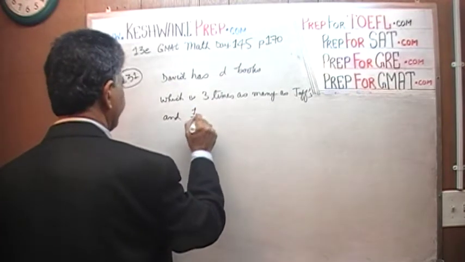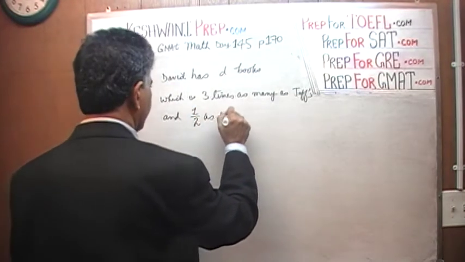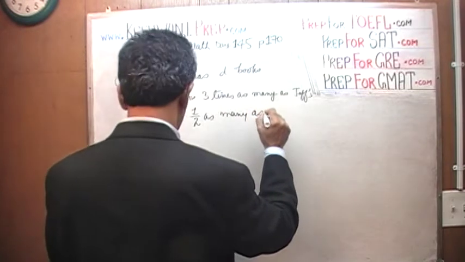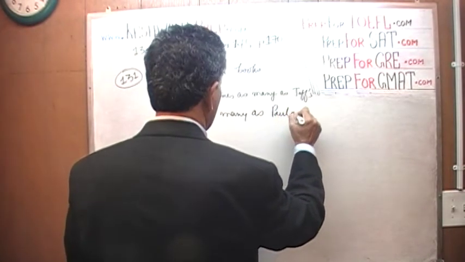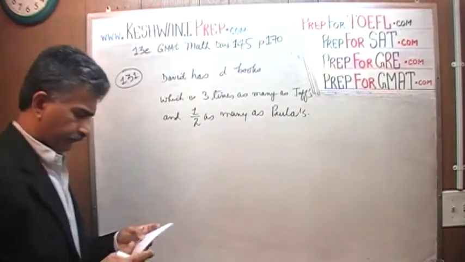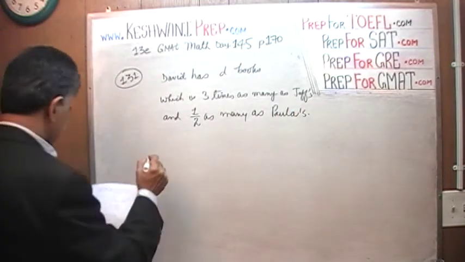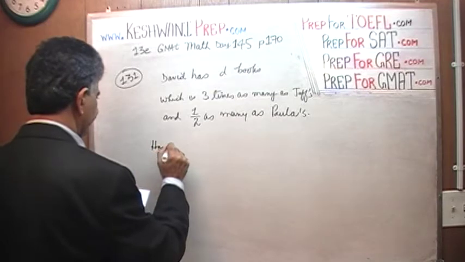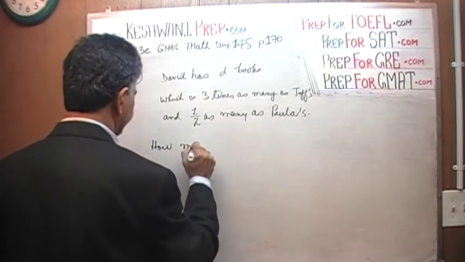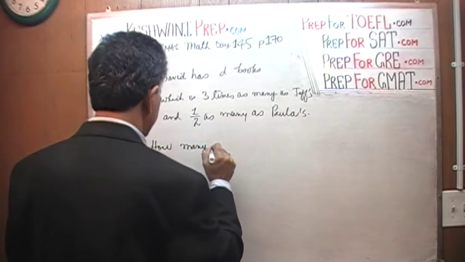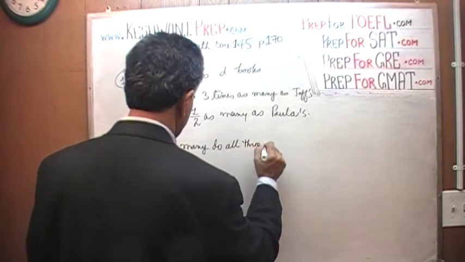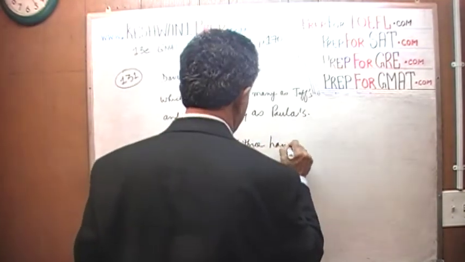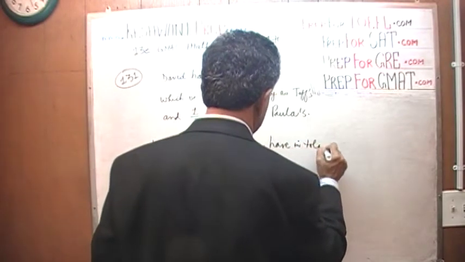And half as many as Paula's. The question simply is, how many do all 3 have in total?